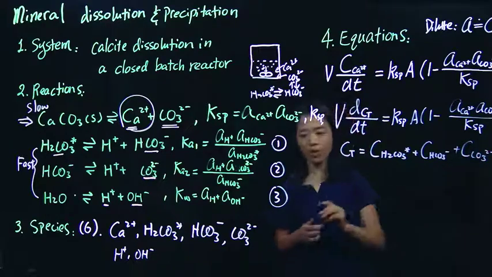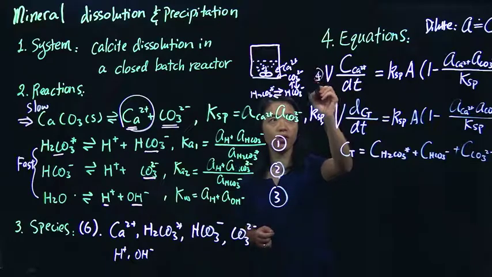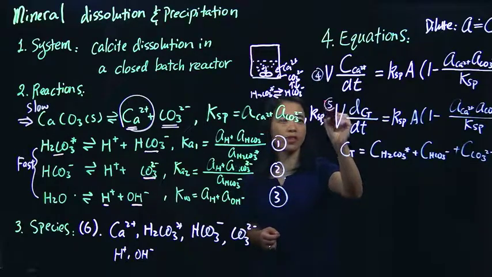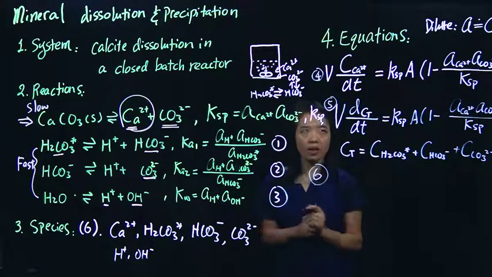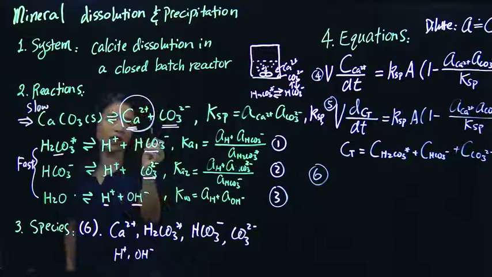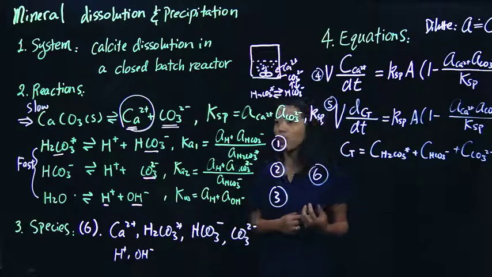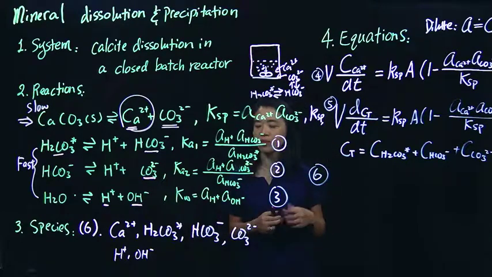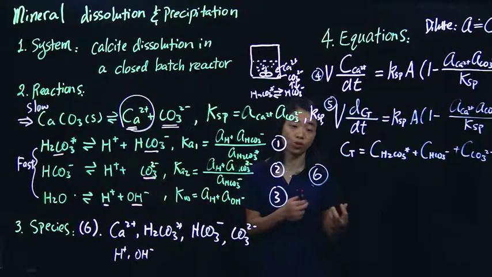But then we need one more equation, right? 1, 2, 3, and then this is 4, this is 5. We need the 6th equation, which, if you think about it, comes from this mineral dissolving to form calcium and carbonate, which is actually changing the pH of the system. So the hydrogen ion concentration, or sometimes we also call it the measure of acidity of the system, will also change.